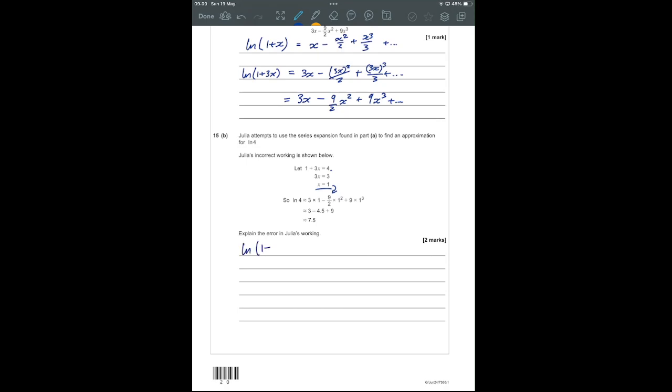So ln of 1 plus 3x is only valid for, now in the formula booklet it says that x is between -1 and 1, but our x is a 3x, so between -1 and 3x is less than or equal to 1. I quoted that directly out of the formula booklet. So x must be between -1/3 and 1/3, but Julia used x equals 1, outside the valid range.